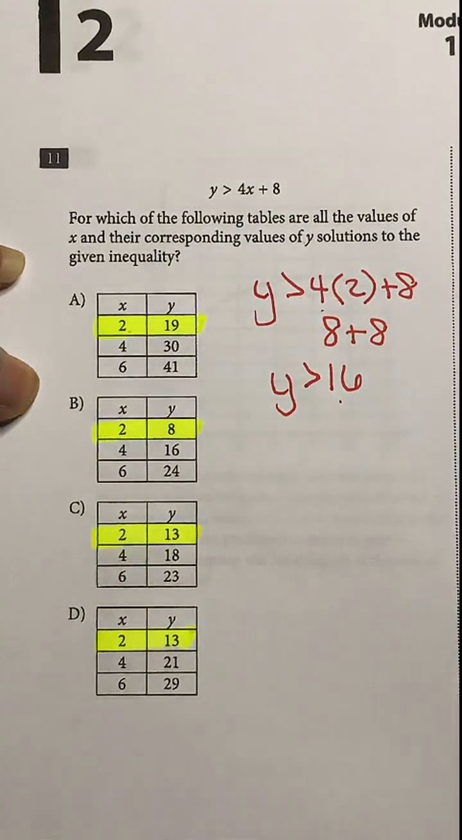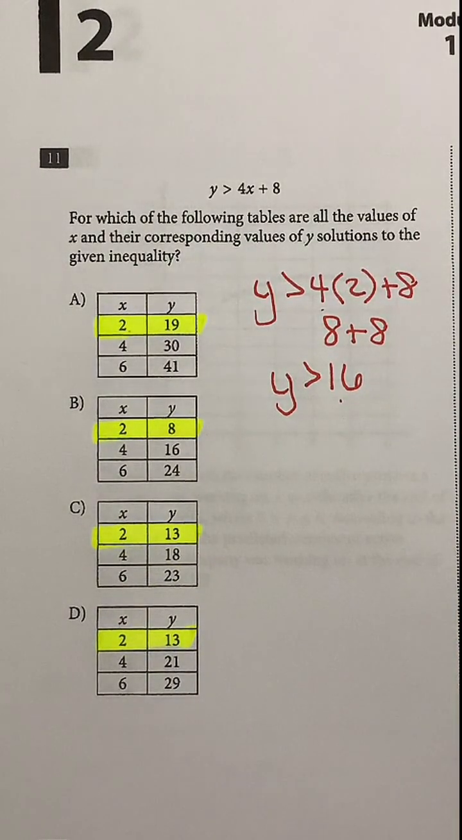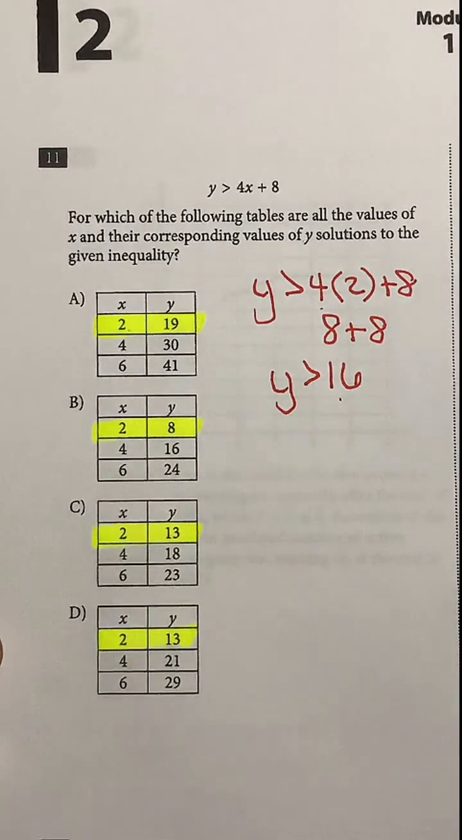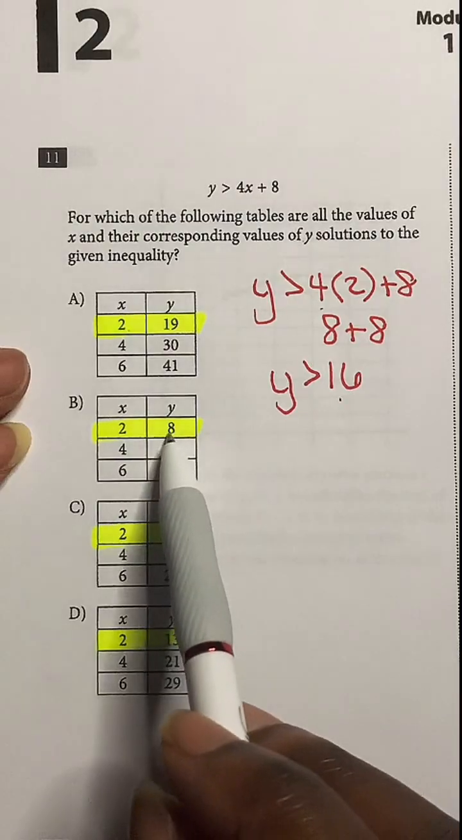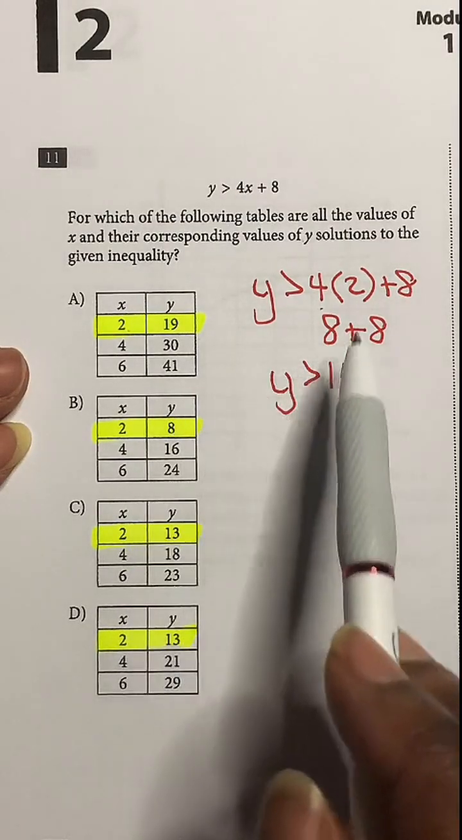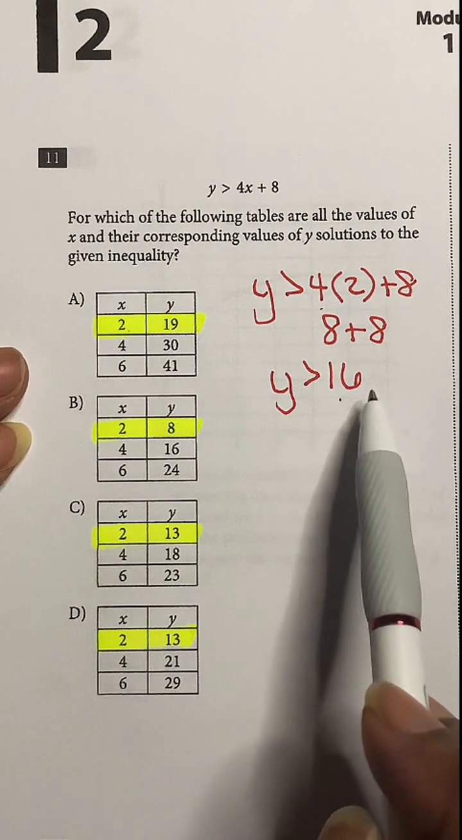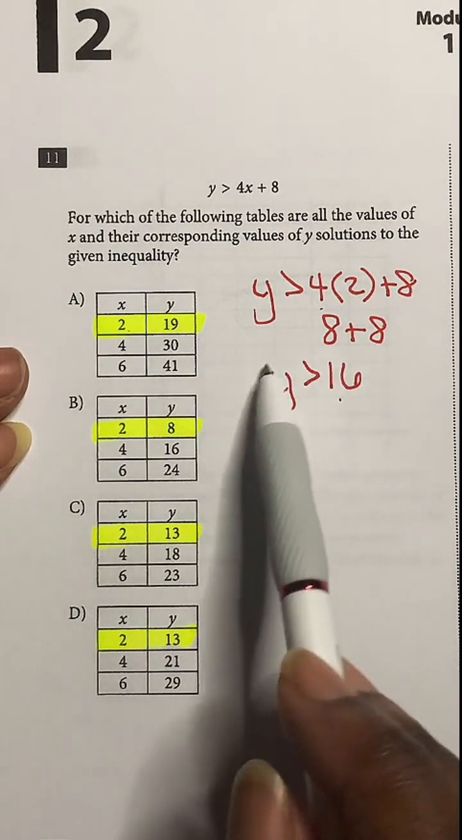Okay, we use the 2's to substitute. Which one of them gives me a y value that is going to be greater than 16? Okay, there it is. It can't be B because B is an 8. 8 is not greater than 16. Okay, that's not the math we need to know. That's how you go to jail. Okay?